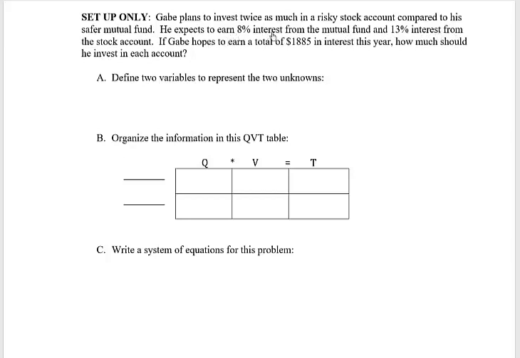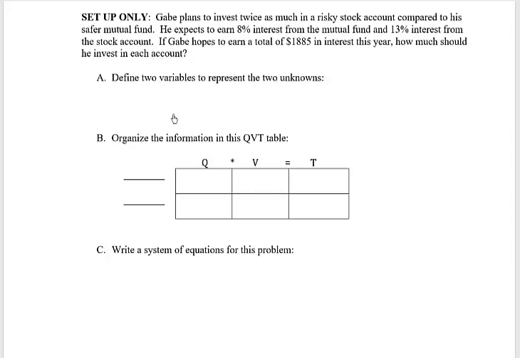Of course, he doesn't know. If he knew, I'm sure he'd put all his money in the stock. He's just trying to hedge his bets a little bit. His hope is to end up with $1,885 in interest, and he's just trying to figure out how much he should put where.